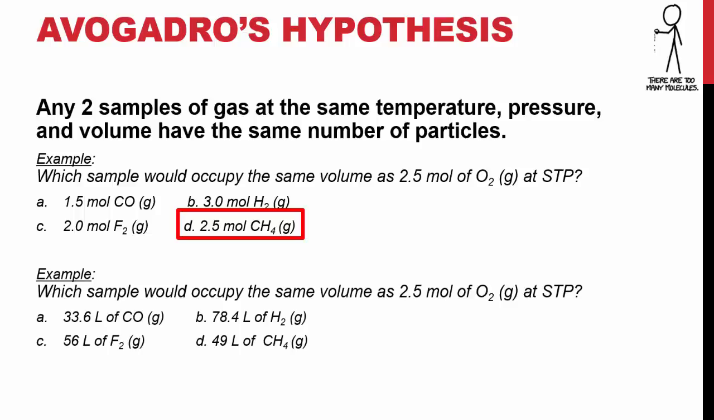Another example would be, which sample would occupy the same volume as the 2.5 moles of oxygen gas? But now we're talking about volume in all of our answers instead of moles. So you would have to convert. What is 2.5 moles in liters? So 2.5 times 22.4, you're going to get an answer which is 56. So it would be answer C. 56 liters of fluorine gas is the same as 2.5 moles of oxygen gas.